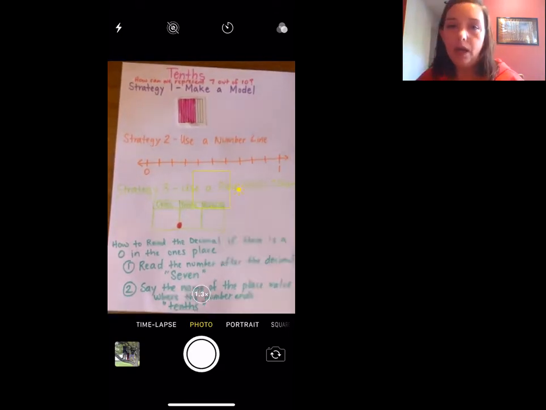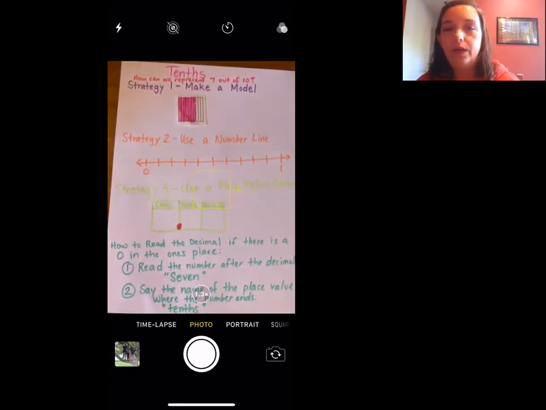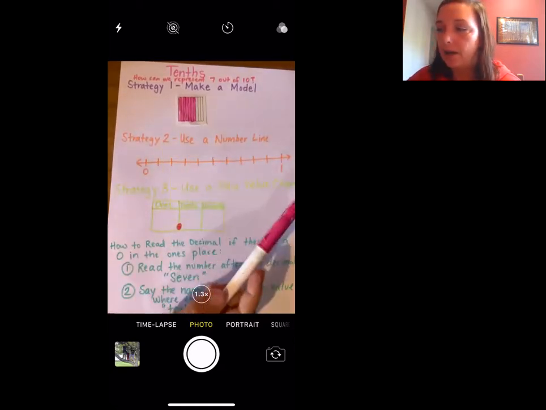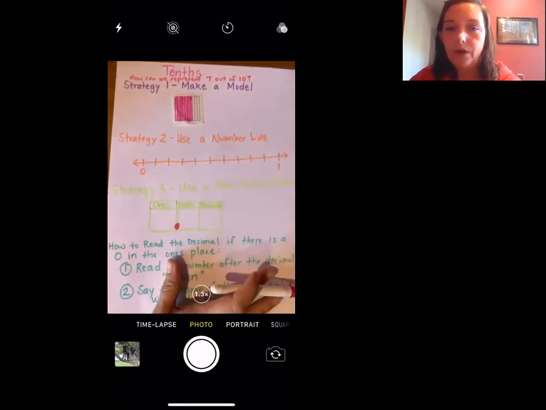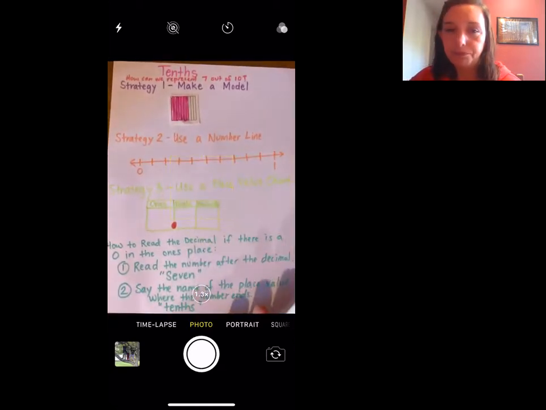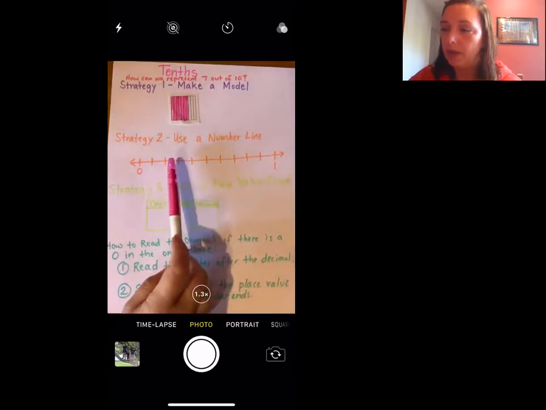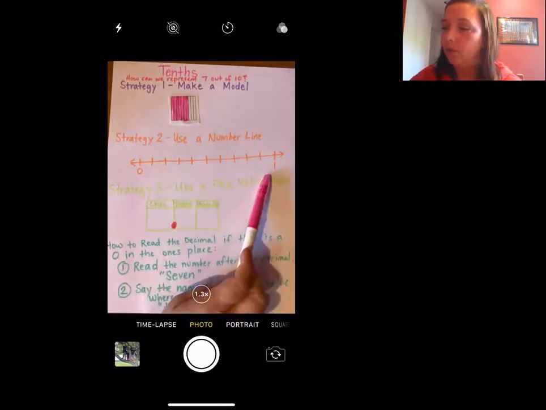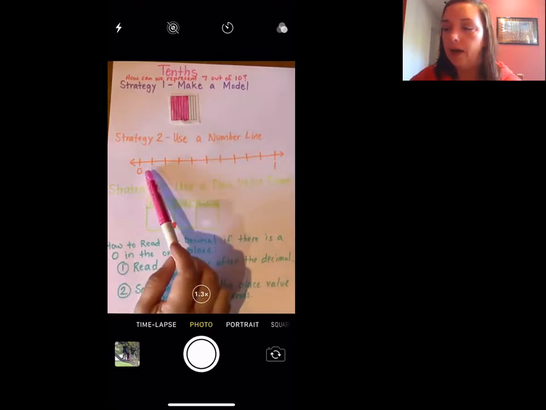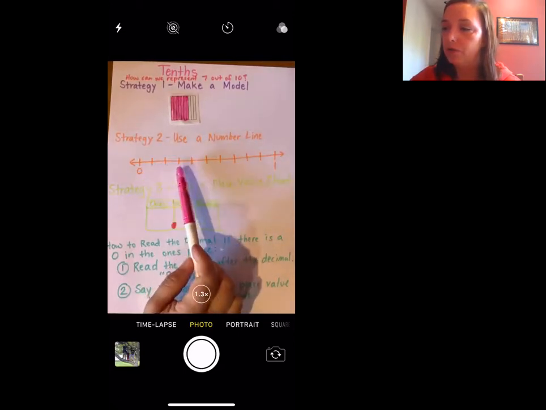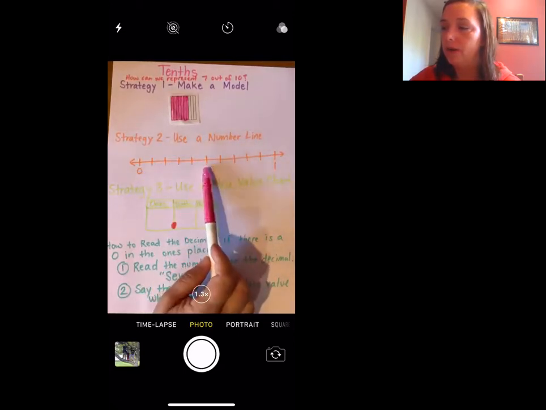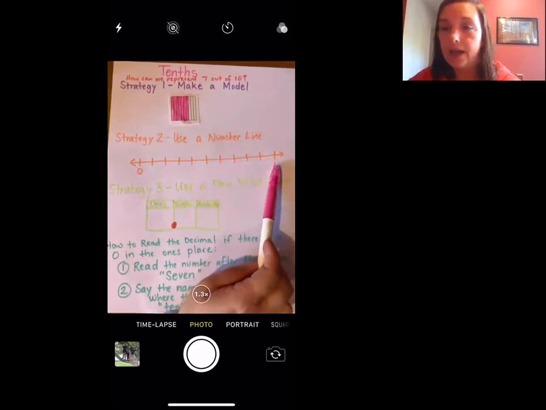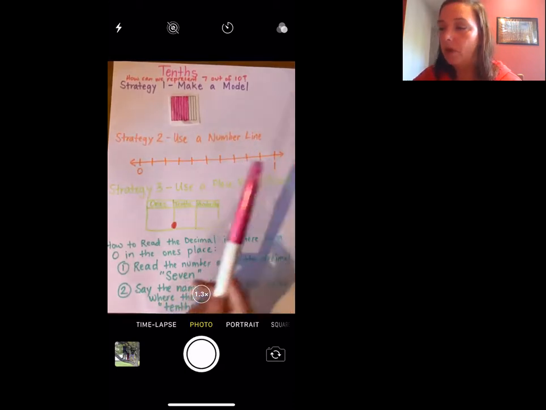Another way that we can represent 7 out of 10 is to use a number line. So here I've created a number line. On this number line, I have a 0, and then I have the 1 whole. And here I have 1, 2, 3, 4, 5, 6, 7, 8, 9, 10 parts in the whole.